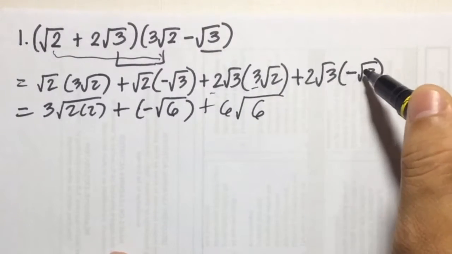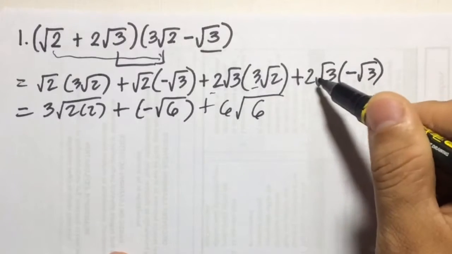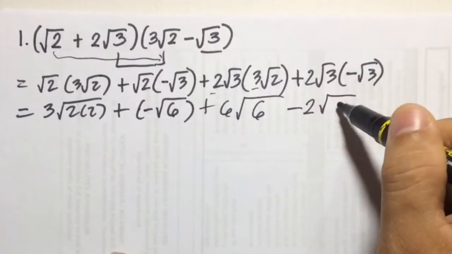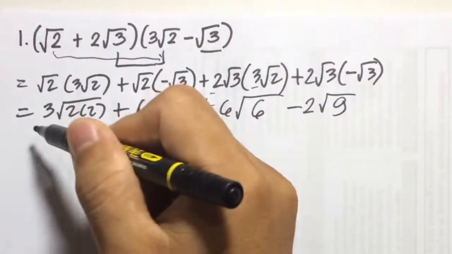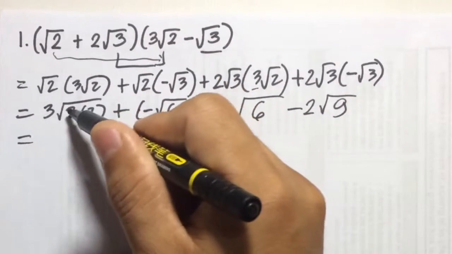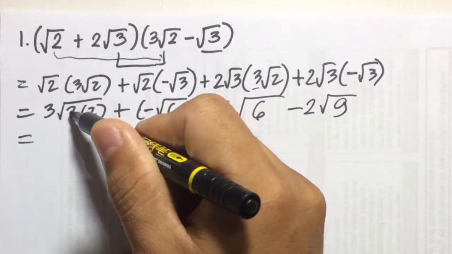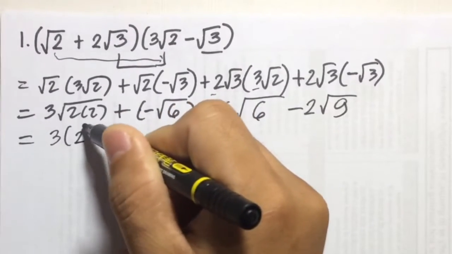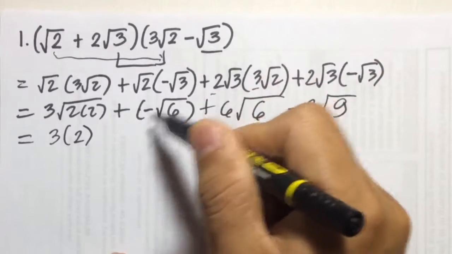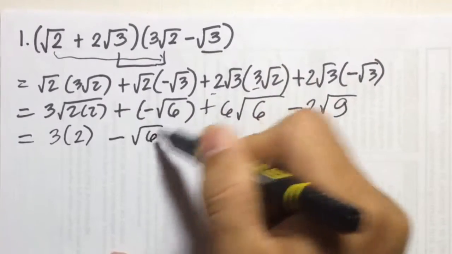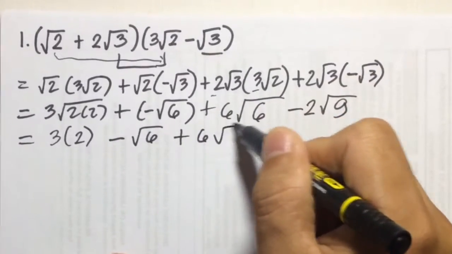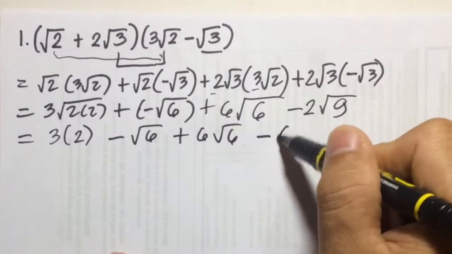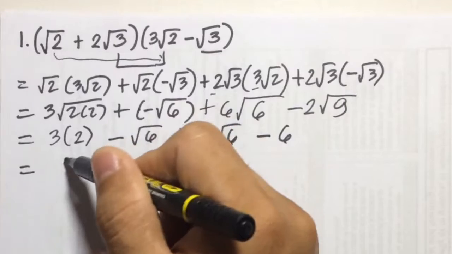Then 2 times negative square root of 3 times square root of 3, that will be negative 2 times the square root of 3 times 3 is 9. Then this is 3 times square root of 2 times 2, that will be 4. So square root of 4 is 2, so we're going to have here 3 times 2. Then plus negative square root of 6, that will be minus square root of 6. Then plus 6 times square root of 6. Then square root of 9 is 3, so 3 times negative 2 is negative 6. So 3 times 2 is 6.